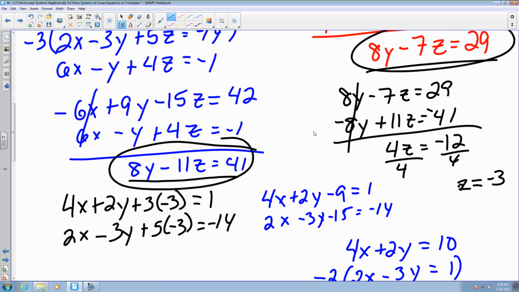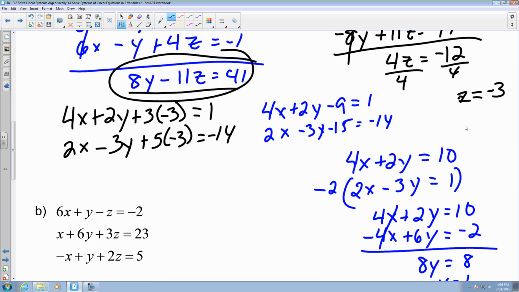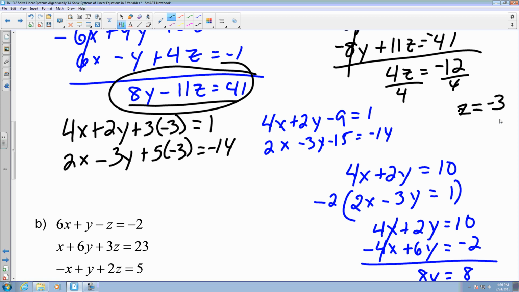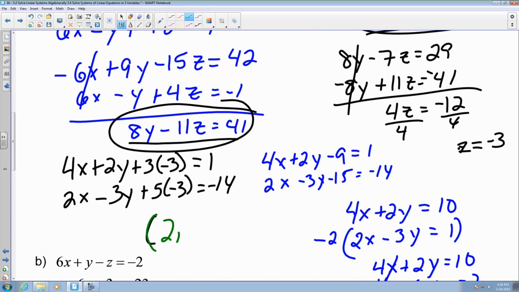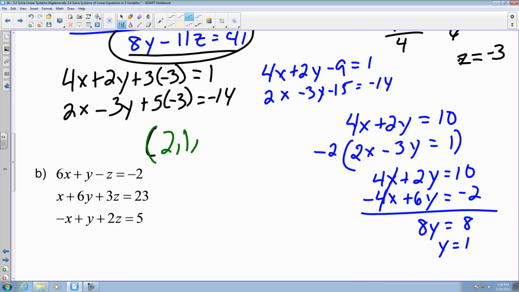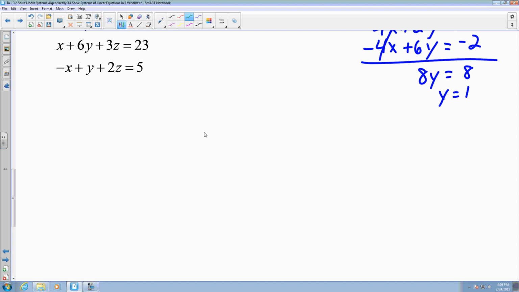So x is 2, y is 1, z is negative 3. So that means that the ordered pair in this case is going to be 2, comma, 1, comma, negative 3. Okay? Let's take a look at this second example.